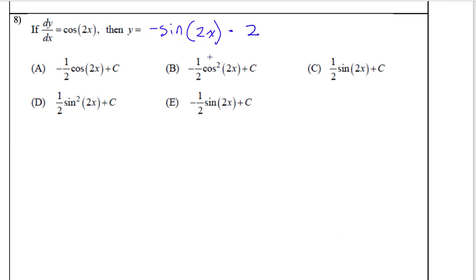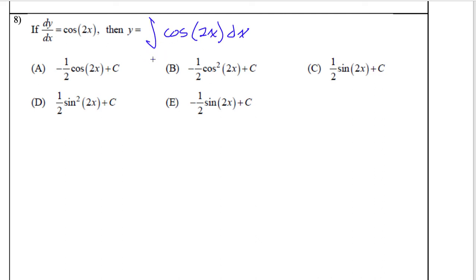Oh, wait. What am I doing? Oh my gosh, Mr. Sindel. Yes, we took the derivative correctly, but we're not taking the derivative. It said the derivative is already that. We need to find y. We need to go backwards. We need to take the integral of cosine of 2x dx. My bad. So anti-change.